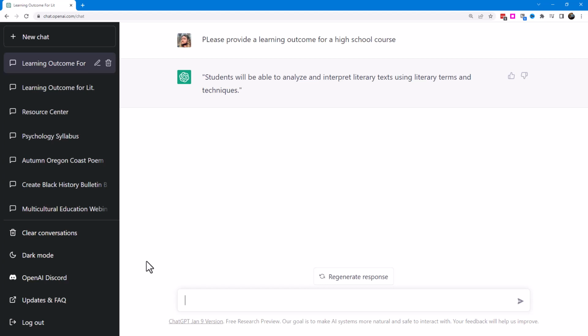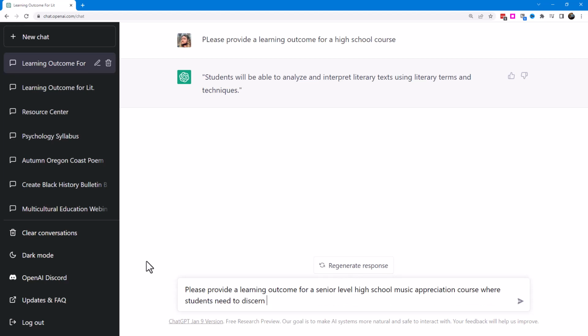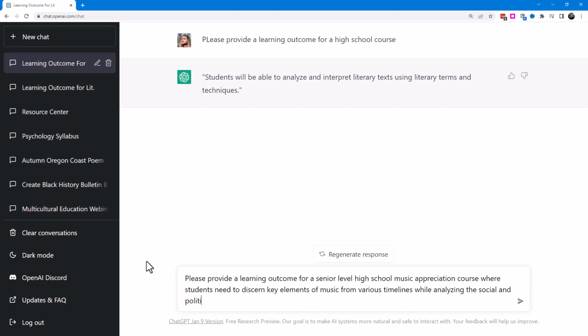And so here we have, students will be able to analyze and interpret literary text using literary terms and techniques. So it's making an assumption that this is maybe an English class or some kind of class where we have to analyze literature. So let's help ChatGPT and create a more specific prompt. So let's say, please provide a learning outcome for a high school level music appreciation course where students need to discern key elements of music from various timelines while analyzing the social and political constraints of the eras.